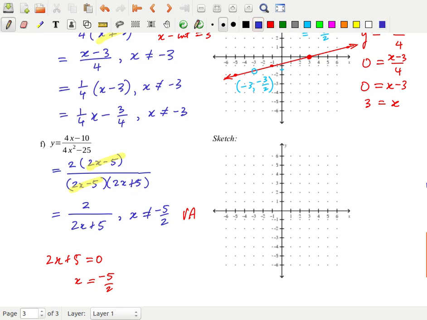Then we also have a restriction from what got lost, and that was when 2x minus 5 is equal to 0, or x is equal to positive 5 over 2. And so we also have this restriction, x is not allowed to be equal to 5 over 2, and that represents a hole. So let's put on that vertical asymptote at negative 5 over 2, and we're going to just do our best. Negative 5 over 2 is the same as negative 2.5, so I end up with a vertical asymptote there.